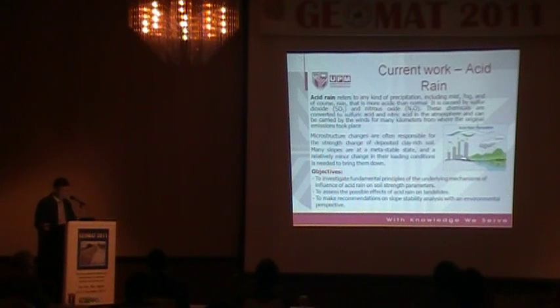So many slopes are in a metastable state and a relatively minor change in the loading condition is sufficient to bring them down. So the objective of this study is to investigate the fundamental principle and mechanism in acid rain and soil strength parameters, to assess the possible effect of the acid on landslides, and as well as to make recommendations. Well, of course, this is a hypothesis, but we think that acid rain would attack certain types of clay soils in the slope, and therefore would help to increase the chances of the slope coming down because of landslide.